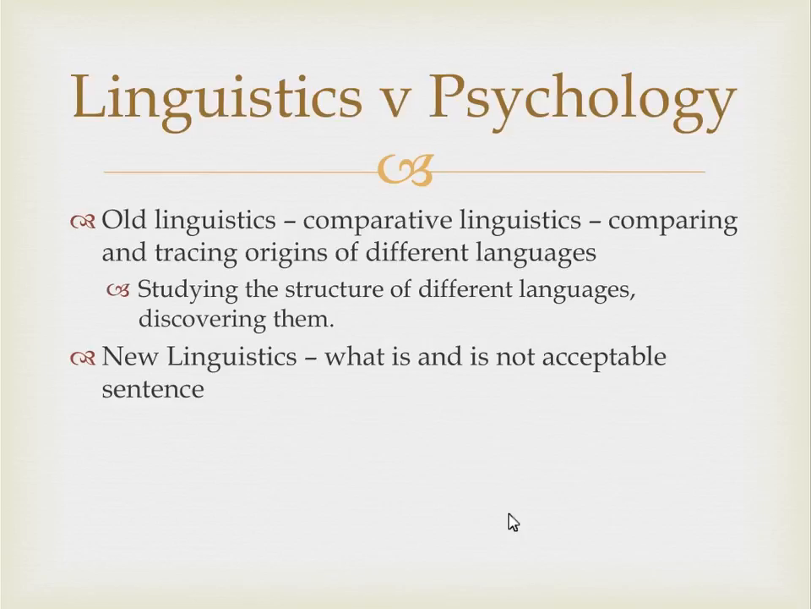Okay. So linguistics versus psychology. The old linguistics, or more traditional linguistics, sometimes called comparative linguistics, is tracing the origin of these different languages. So we're studying their structure, their syntax, and discovering languages, and seeing how those languages branch off of each other. So how do we get Spanish and Portuguese? How do we get two different forms of Chinese languages? How do we have some languages that are symbol-based and some that are letter-based?